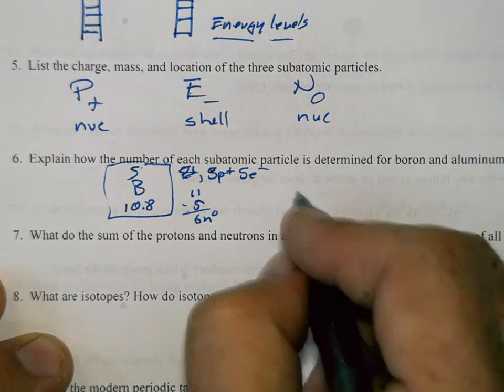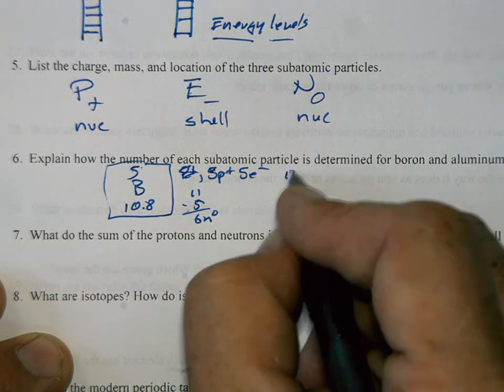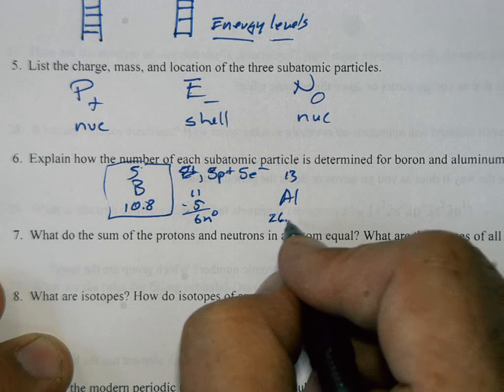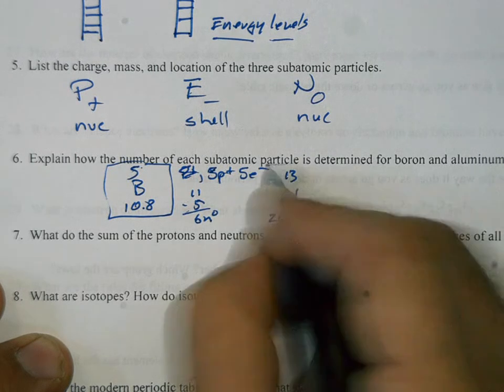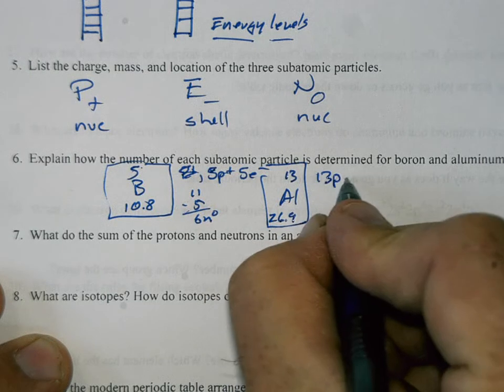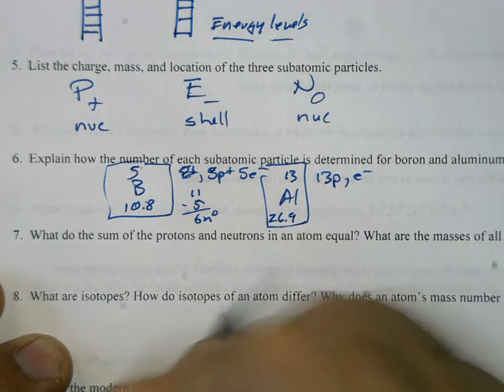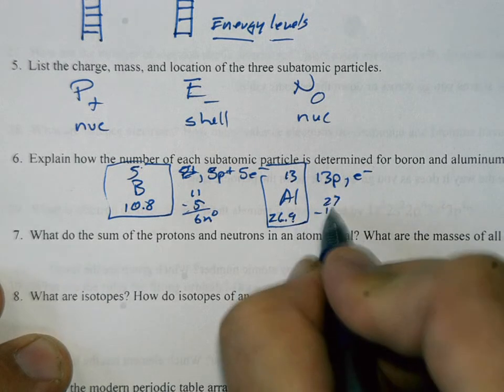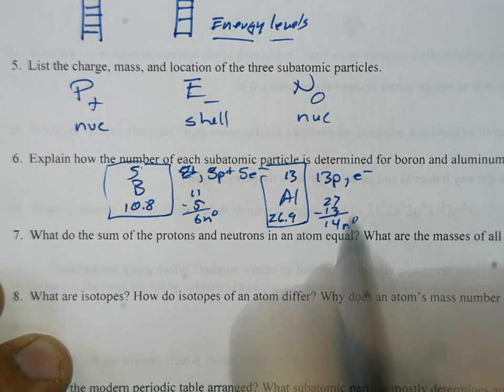For aluminum, we have atomic number 13, and I believe the average atomic weight is 26.9. So we've got 13 protons and 13 electrons, because the protons and electrons will be equal. We're going to round this to 27 minus 13, and we're going to get 14 neutrons.